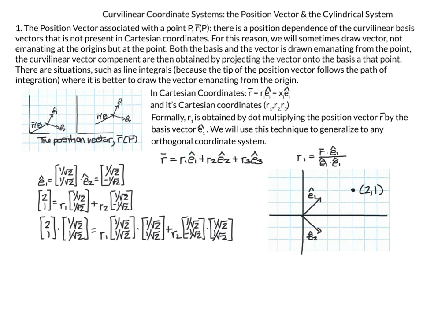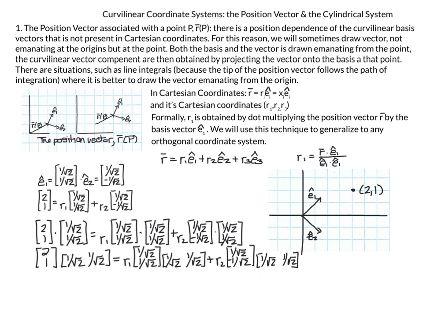I didn't multiply, I did the dot product, sorry. So I have my left-hand side of the equation dotted with my first basis vector. And then over here I have the right-hand side of the equation also dotted with my first basis vector, but I can distribute. So I have this r1, my first vector, (1/√2, 1/√2), dotted with my first basis vector, (1/√2, 1/√2), plus r2, then I have this basis vector, (1/√2, -1/√2), dotted with my first basis vector. The dot product just means we multiply by the transpose.